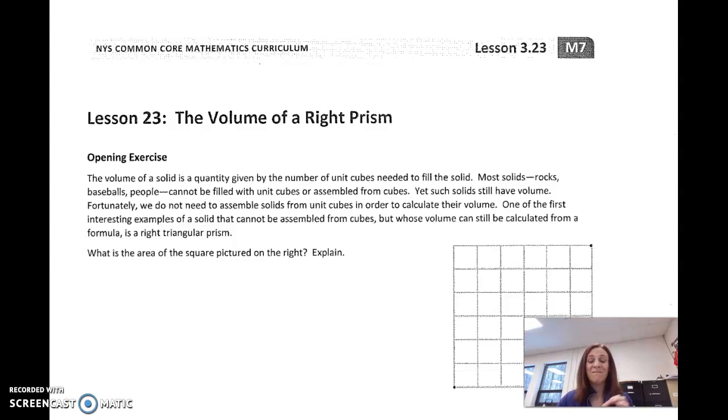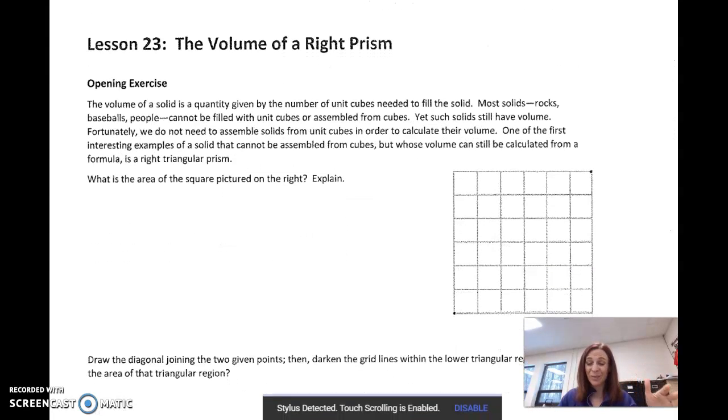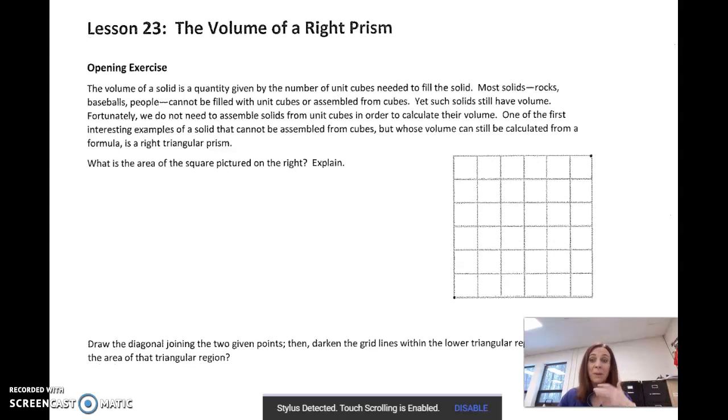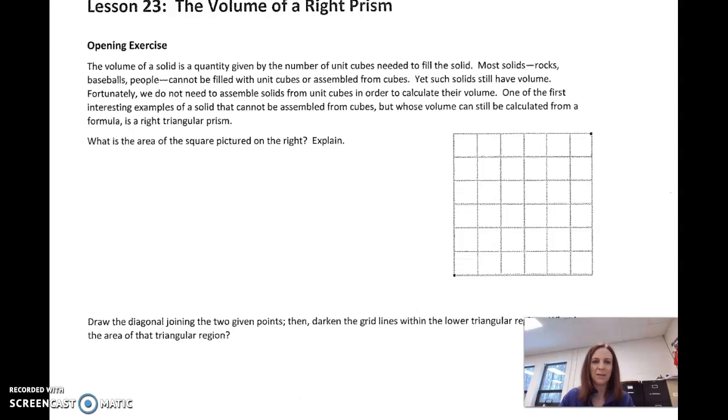Lesson 23 is on the volume of a right prism. So this is going to be a little different than surface area. In surface area, we were more concerned with things like wrapping paper or paint. How much do we need to cover something? Volume is how much something can hold or how much space it takes up.